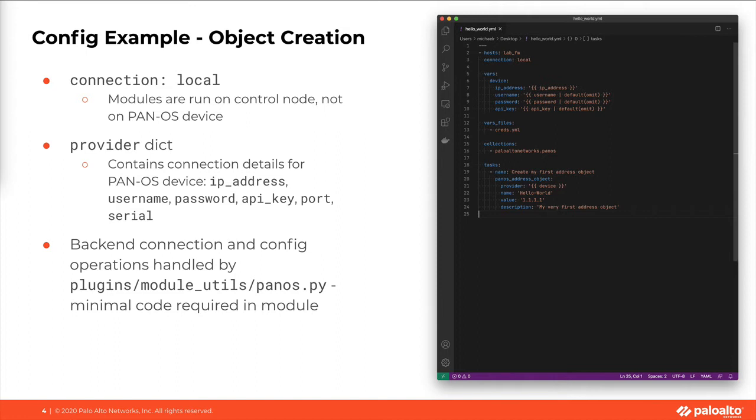You'll also see the provider dictionary, which contains all of your connection details for the PanOS device. This is where you specify the IP address, username and password, or API key if you want. I'm using the dictionary called device in this playbook to feed to the provider option for this module.